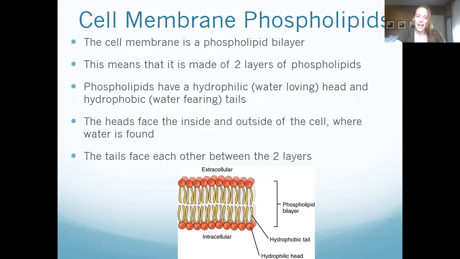Each phospholipid has a hydrophilic head, which means that the head likes to be in water, and a hydrophobic tail, meaning that the tail does not like to be in water. And so because of this, the heads face outside the cell membrane, so either to the inside of the cell or to the outside of the cell, both where there's aqueous environments. And then the tails hide between the two layers of phospholipids, like in the middle of that bilayer where there is no water.